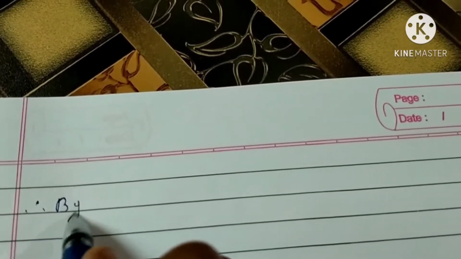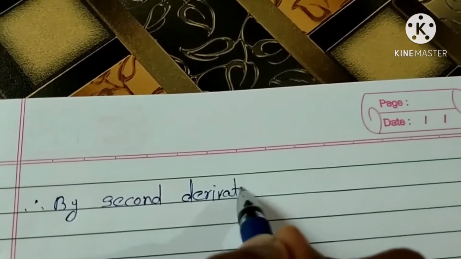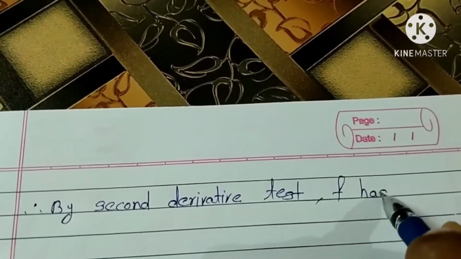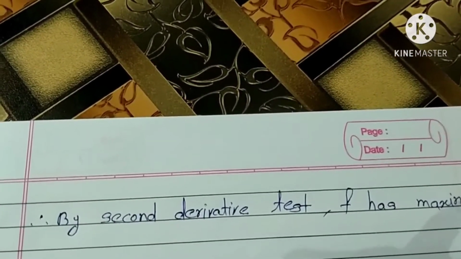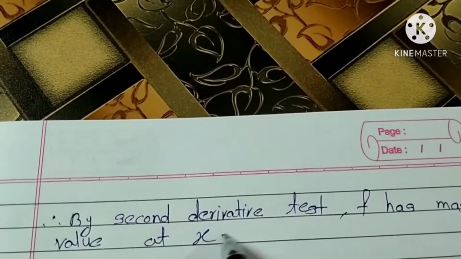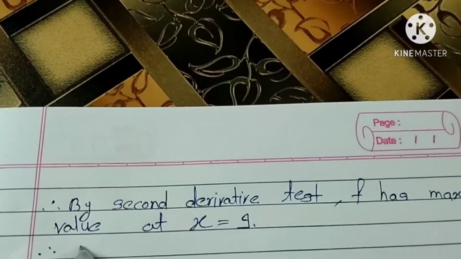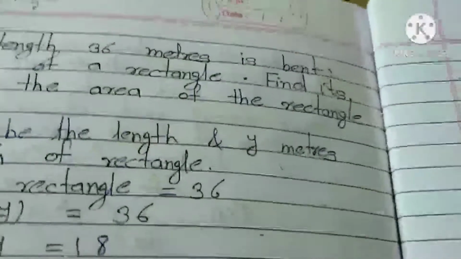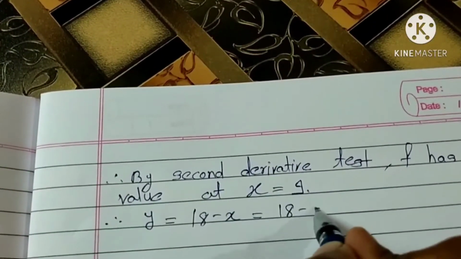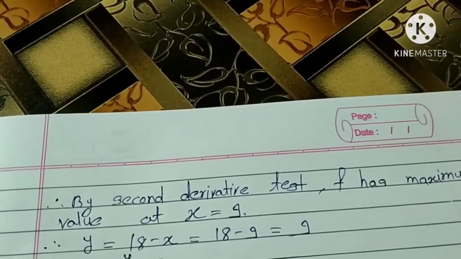Therefore by the second derivative test, f has maximum value at x equal to 9. So for x equal to 9 we have to find y. Y is equal to 18 minus x, which is equal to 18 minus 9, which is equal to 9. So y is equal to 9.